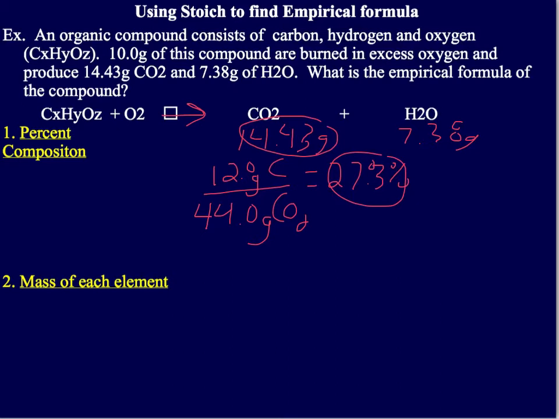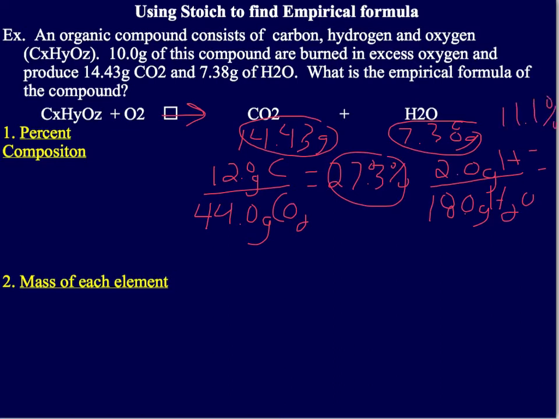Okay, next one, let's do hydrogen. So each hydrogen weighs 1 gram apiece. So what we want to do is find out, of the 7.38 grams, how much of it is hydrogen. So hydrogen, we have 2 of them in water. That weighs 2 grams. And H2O, the mass of 2 hydrogens plus 1 oxygen, weighs a total of 18 grams per mole. Okay, and that gives us a percent of 11.1. Now, of the 7.38 grams, 11% of it is hydrogen.